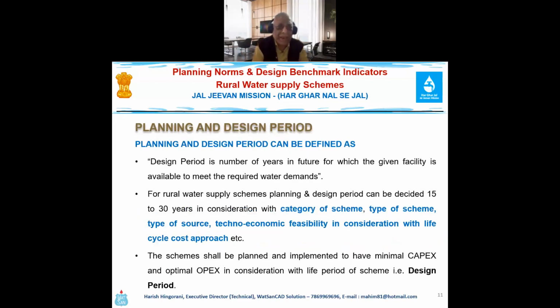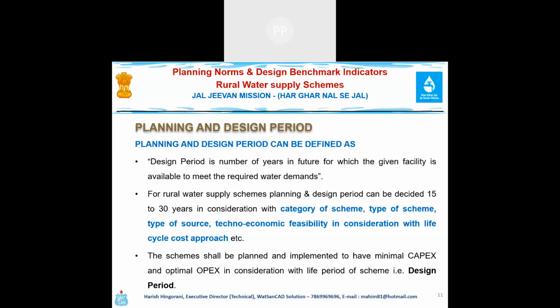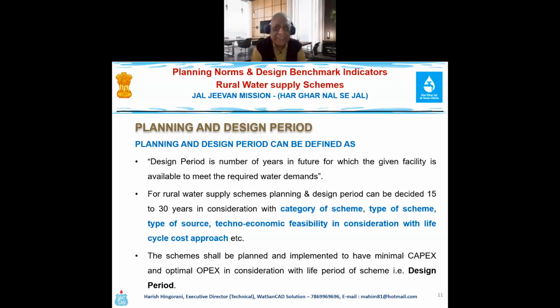Coming back to the design period: it is basically a number of years in the future for which your given facility is available to meet the required water demands. So whatever the design period is, okay? For rural water supply, the planning and design period can be 15 to 30 years in consideration with the category of scheme.